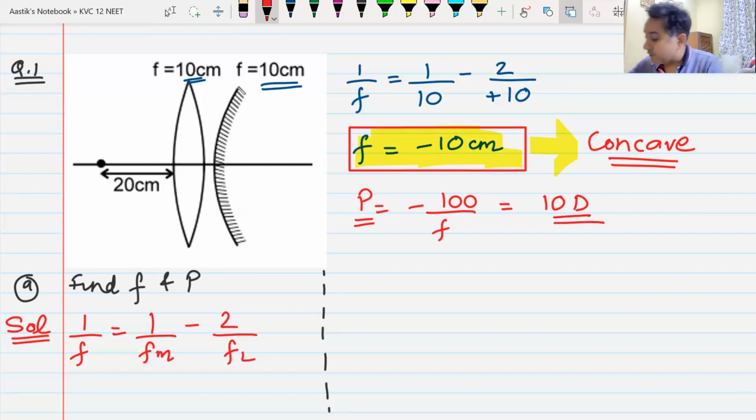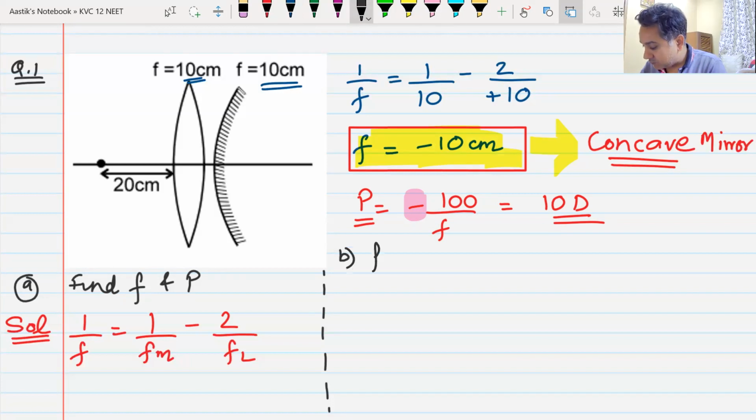Why have I used this minus sign? Because this is not a lens, but this is a concave mirror. Do we understand this? Yes or no? Now, they can ask us another question.